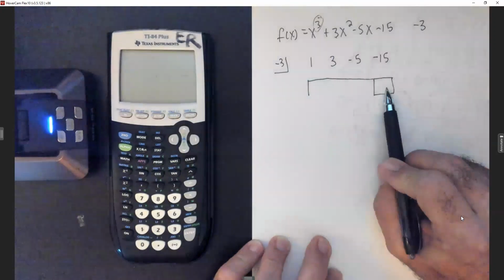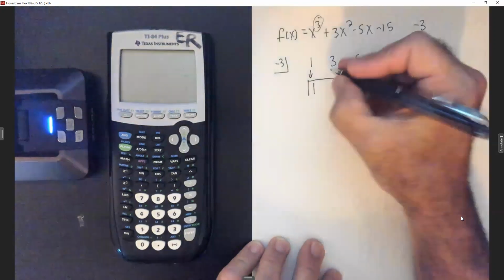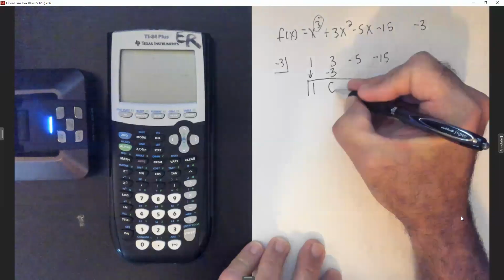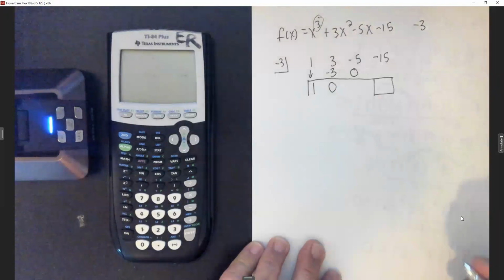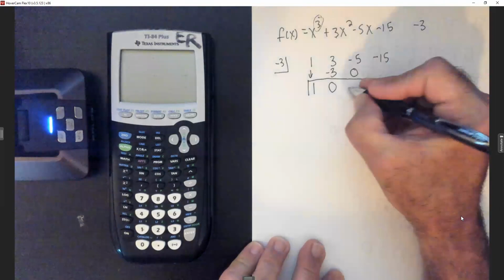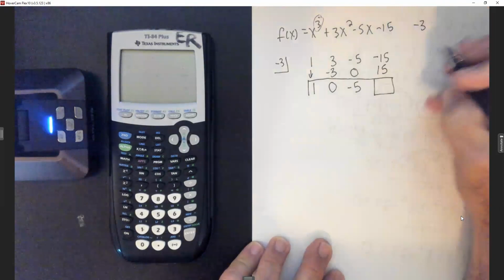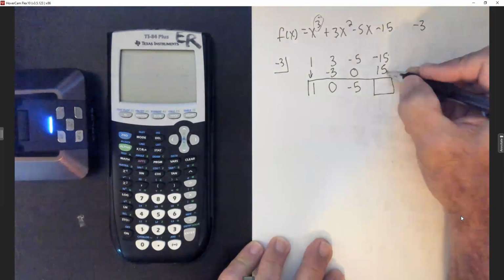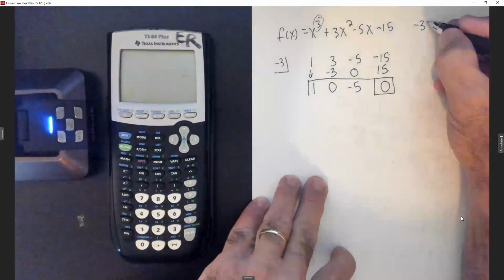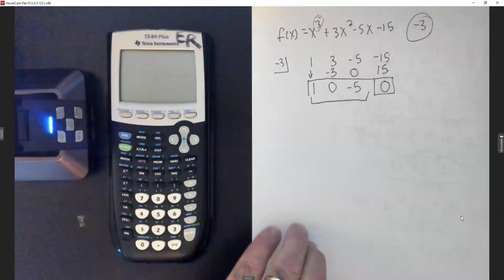All right, so here we go. Bring down the 1. 1 times negative 3 is negative 3. 3 plus negative 3 is 0. 0 times negative 3 is 0. Negative 5 plus 0 is negative 5. Negative 5 times negative 3 is a positive 15. And y'all, negative 15 and 15 give me a 0. But we knew that. And we knew they gave me that first zero of negative 3. So I'm going to use these three numbers right here to find the last two zeros.